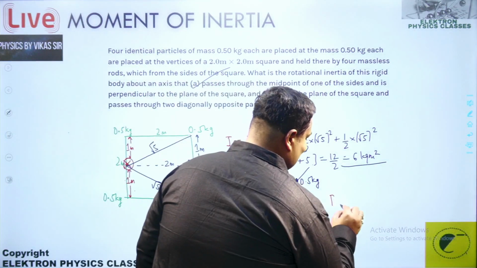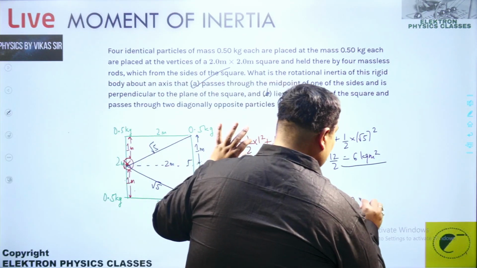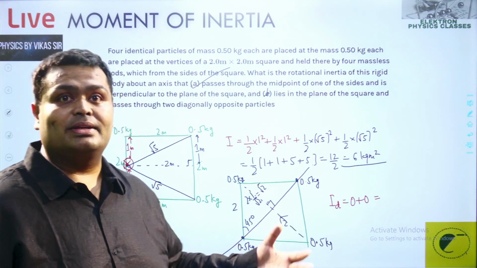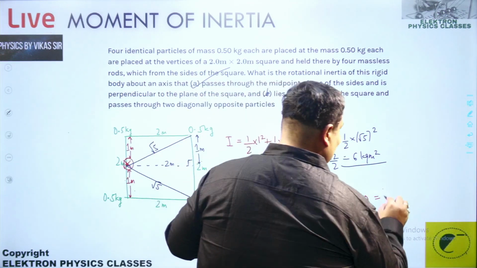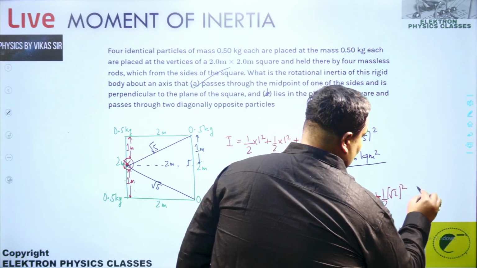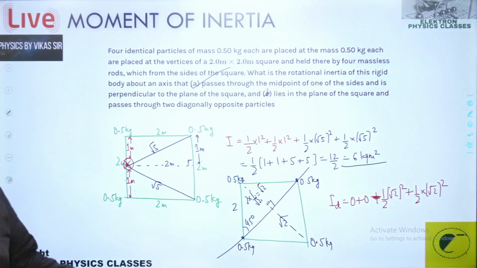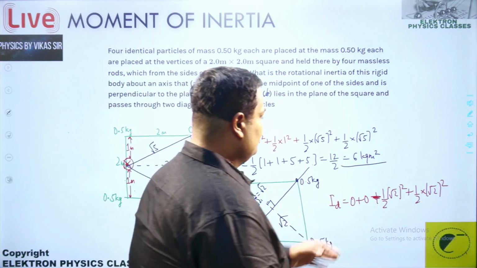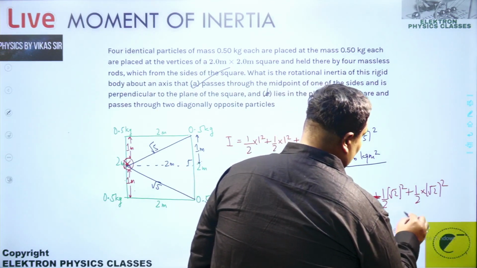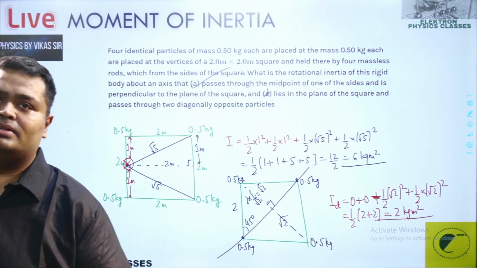So about this diagonal axis, these two have moment of inertia 0, no freedom to rotate. They are lying on the axis, so no perpendicular distance. And for the rest of them, half into root 2 square, and for the last particle also half into root 2 square. Simple. So that's equal to half into 2 plus 2, 4. 4 upon 2 becomes 2 kilogram meter square as the value for the moment of inertia for this.